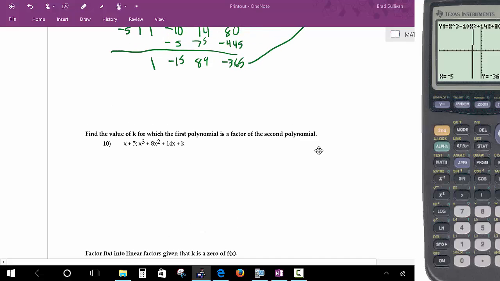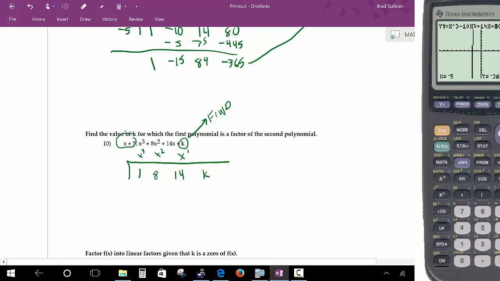Okay, this next problem is just an application of this, just something a little different, and then we'll finish up with doing a few things with this stuff. So what you're doing on this is finding a value of k. Your job is to find a value that makes x plus 5 a factor. The way to solve this is synthetic division. You start by putting in the coefficients: x to the third, you have the 1; x to the second, you put the 8; x to the first, you put the 14; and then you have a k, which is a constant.